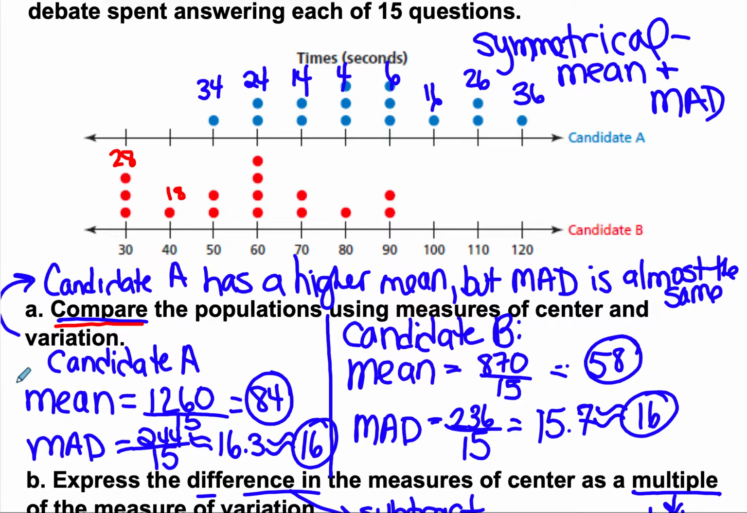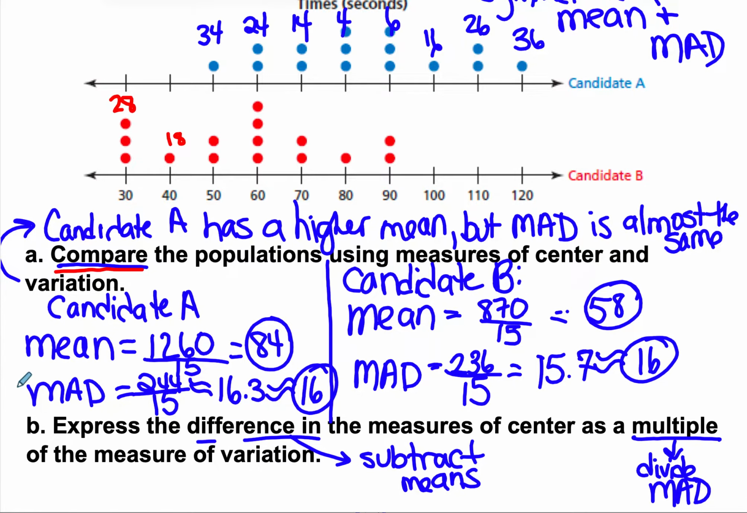So that's part A. There is a part B down here, and it says express the difference in the measures of center as a multiple of the measure of variation. So we have to look for some key words here to help us understand what they're asking us to do, because the wording's a little tricky. So difference means subtraction. So difference in the measures of center, that means we're going to subtract our mean, since that's the measure of center. And then as a multiple means that we're going to divide to figure out how many times bigger it is than the MAD. What that number tells us is about how much overlap there is between the two graphs. It's useful if we don't have the graphs in front of us to compare them.